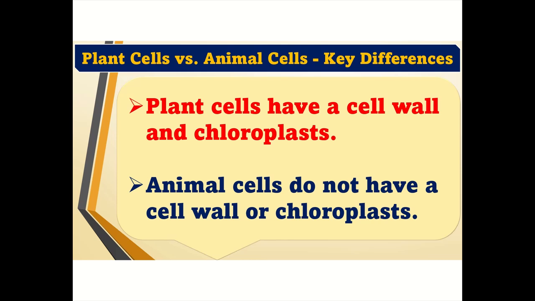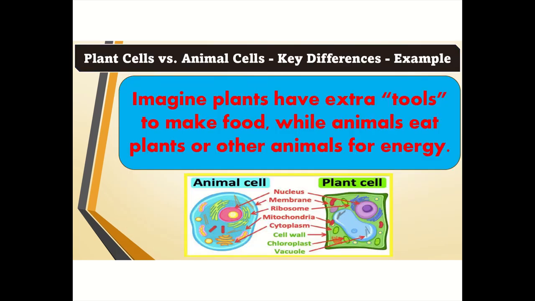Plant cells versus animal cells. Key differences. Plant cells have a cell wall and chloroplasts. Animal cells do not have a cell wall or chloroplasts. Example, imagine plants have extra tools to make food, while animals eat plants or other animals for energy.